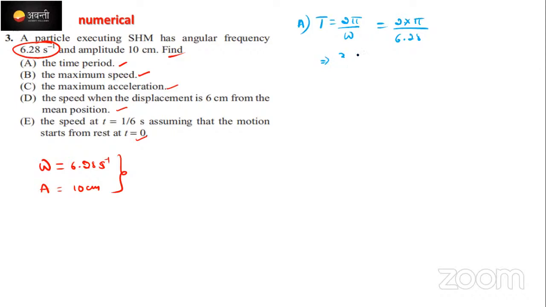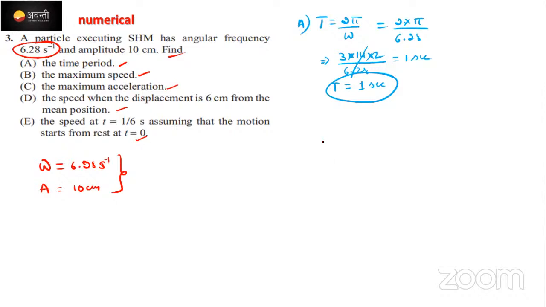Just I multiplied in the other order. Okay, kindly adjust. Divided by 6.28. 3.14 into 2 means 6.28. These two are cancelled, and it will be equal to 1 second. So the time period we got is 1 second. Clear? Our time period is done. Clear, the time period?